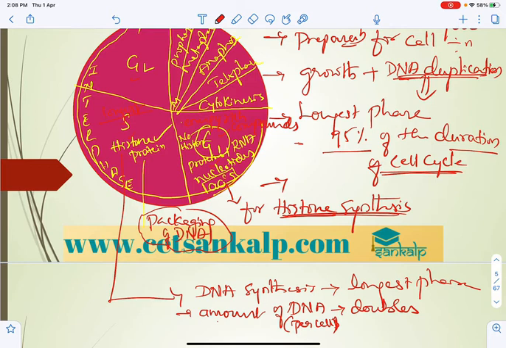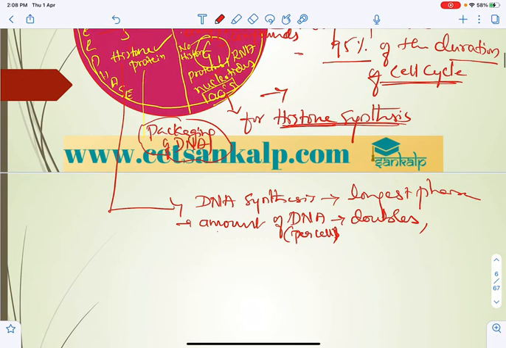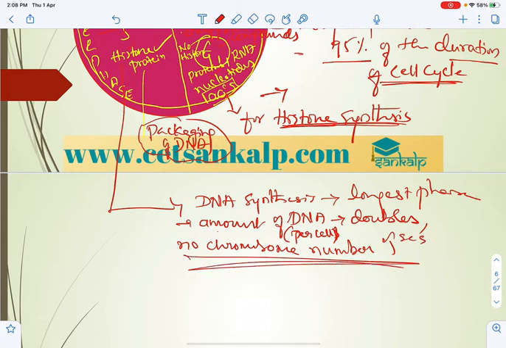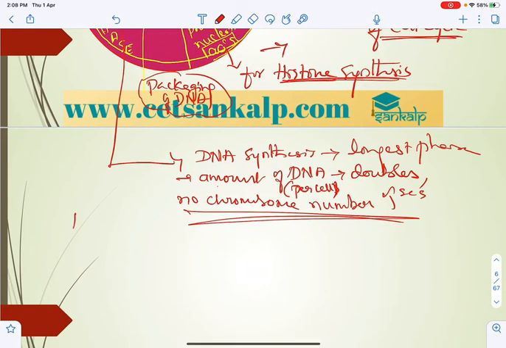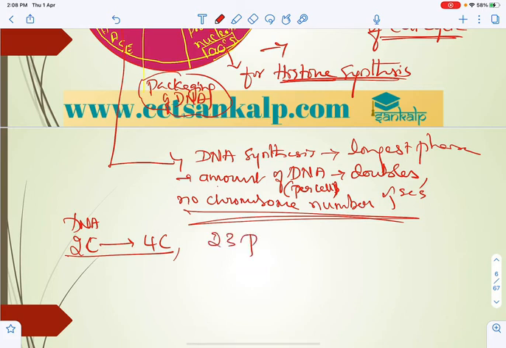Whereas no chromosome number increases. Point to be noted, the chromosome number does not increase. The quantity increases: DNA, if you consider 2C as a quantity, becomes 4C. I'm saying content, not number. 2C content becomes 4C content, but there will always be 23 pairs of chromosomes. So the chromosome number will always be the same.